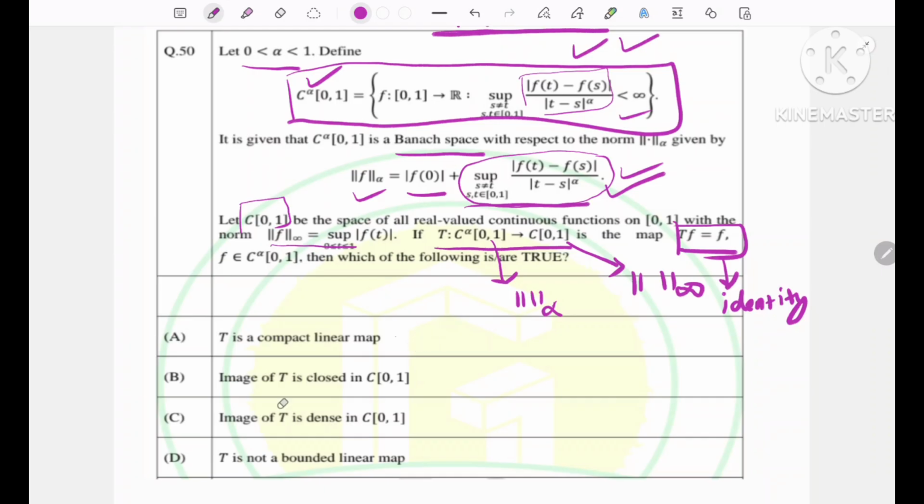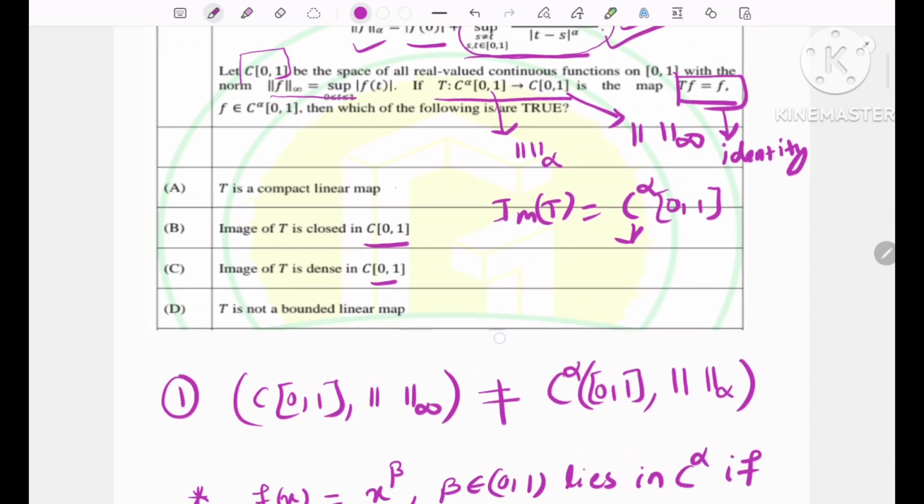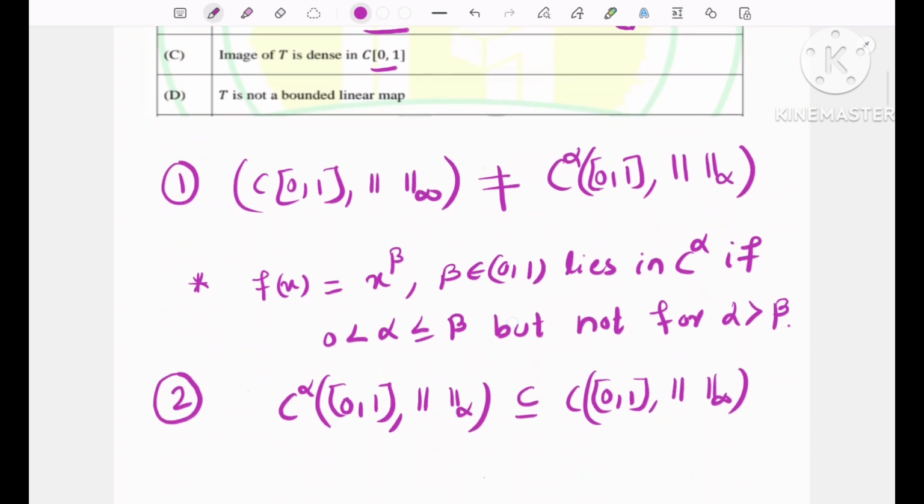We have to verify this, and whether the image of T is a closed set. Because this is the identity map, the image of T is nothing but C to the power alpha [0,1]. We will check whether this space is closed in this space or not, whether it is dense in this space or not. We will verify these things, and we will check whether this identity map is a bounded linear map or not.